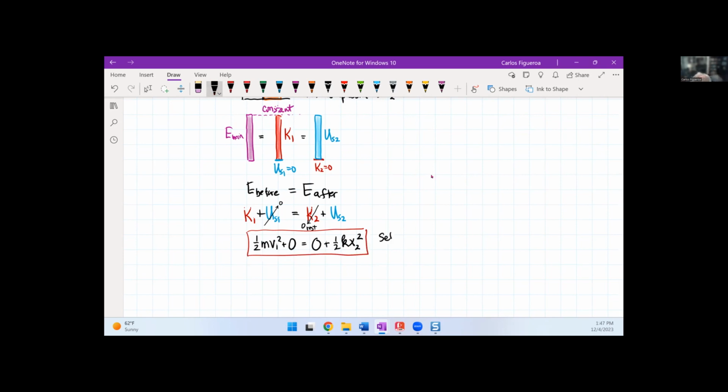So again, what you're seeing here is that we have now set up an equation to solve for x2. Conservation of energy is giving me that ability to do that here.